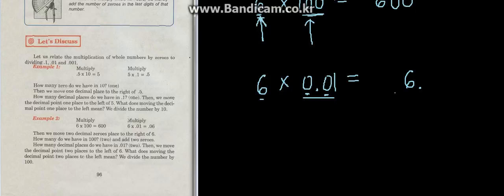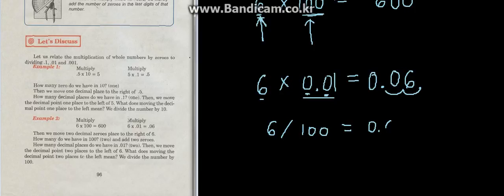How many times to the left? 2 times to the left, because you have 2 zeros in front of the 1. So move twice. 1, 2. The decimal point should be there. Just fill with the zeros. So the answer for 6 times 1/100 is 6/100. And moving the decimal point 2 times to the left basically means you are dividing this 6 by 100. Okay? 6 divided by 100 is just 6/100. Okay, let's go to example 3.